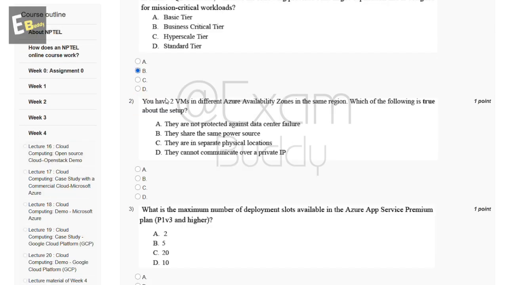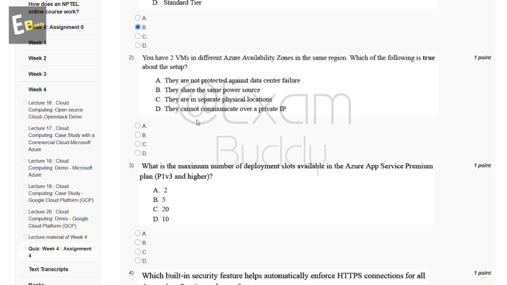Now, the second question is: you have two VMs in different Azure availability zones in the same region. Which of the following is true about the setup? So, these are the options, and the answer to our second question is C: they are in separate physical locations.